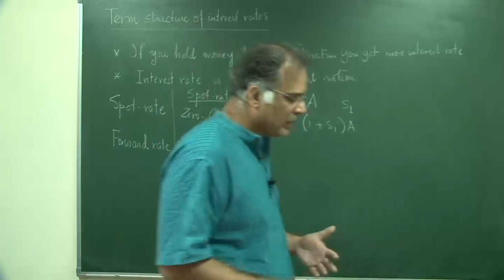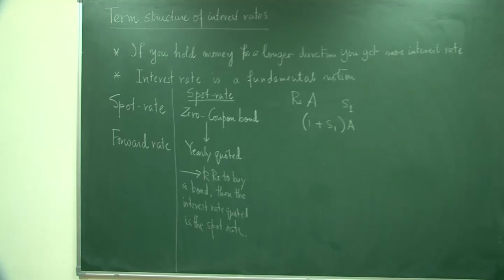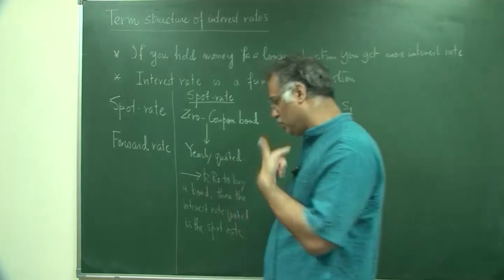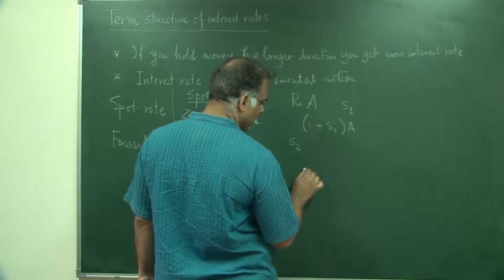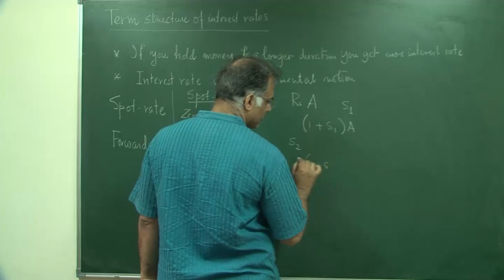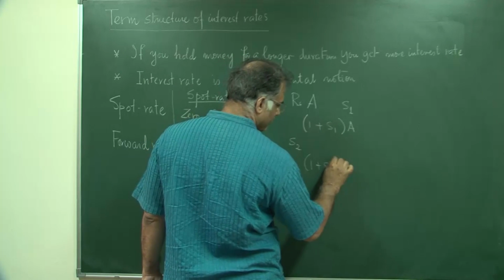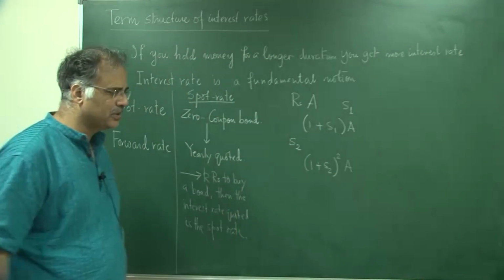But now suppose I have invested money for 2 years, then I quote a spot rate for 2 years, not for 1 year. At the very beginning I quote a spot rate for 2 years, which I call S2, and then the money I get is by standard compounding. So you already know how to compute these things.